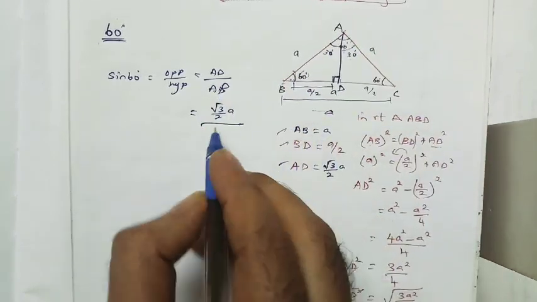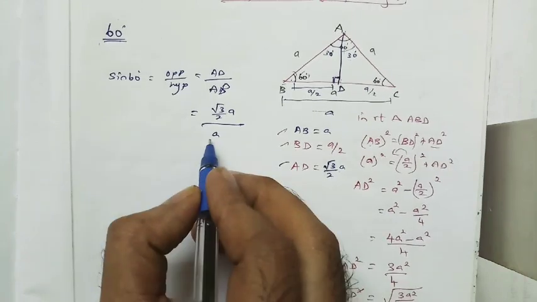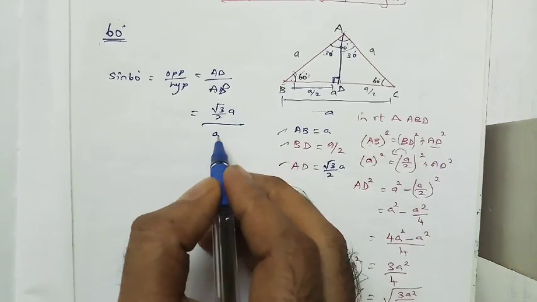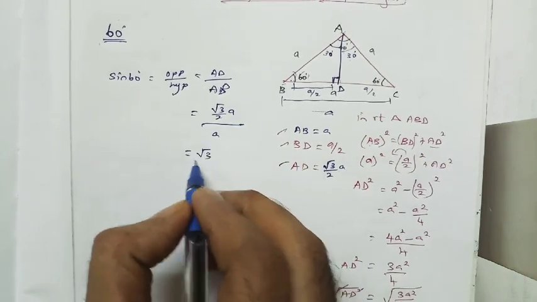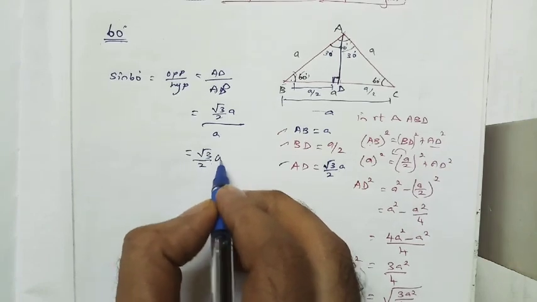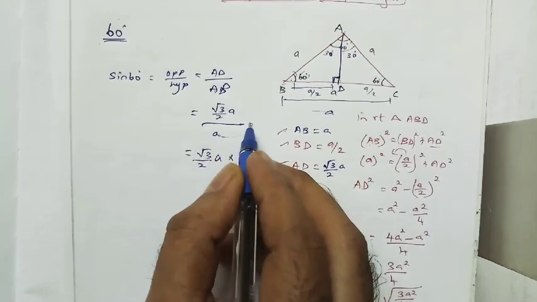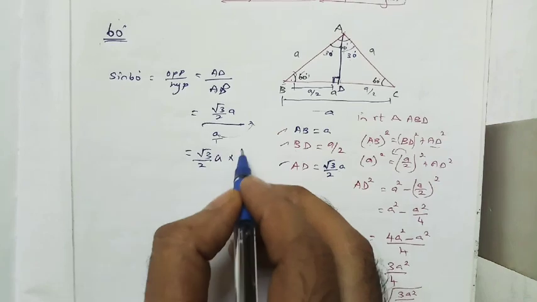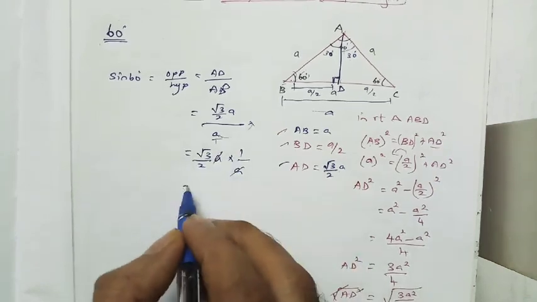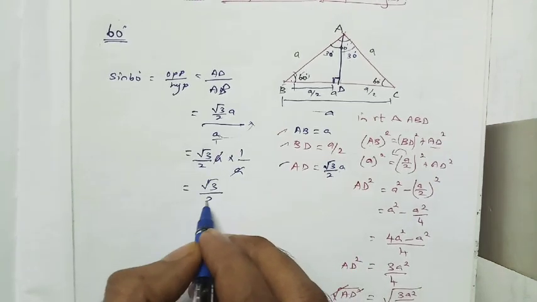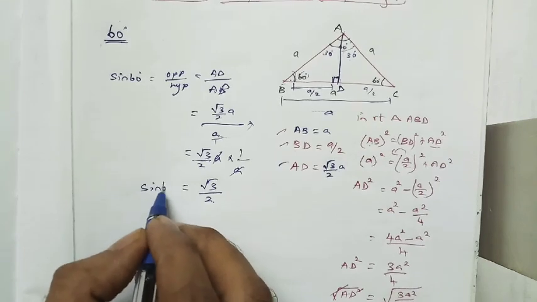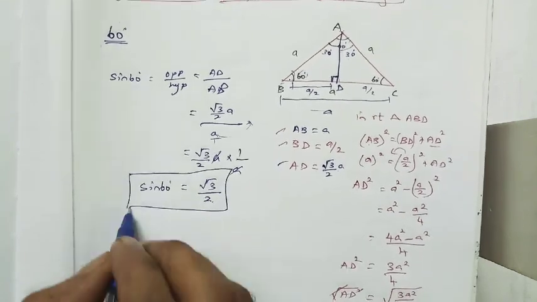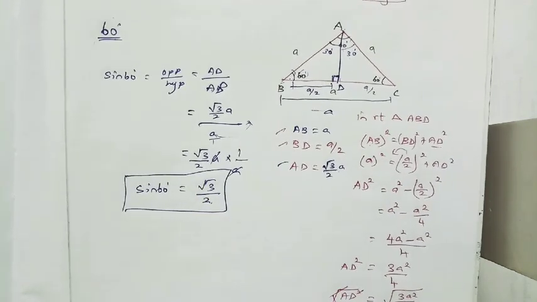What is the length of AB? A. So I am taking it to the numerator, root 3 by 2 into A into the reciprocal, 1 by A. A will get cancelled. Root 3 divided by 2. So sine 60 degree is equal to root 3 divided by 2.